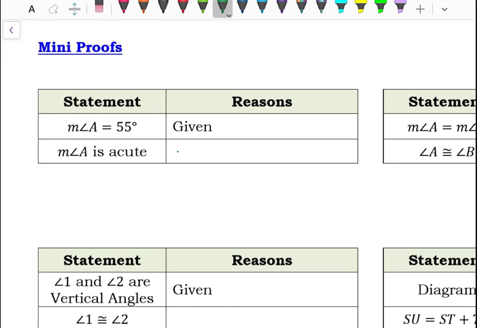So our reason for that is definition of acute angles. Basically, since that's the definition of what an acute angle is, less than 90 degrees, we automatically know that angle A is acute because it fits that definition. So remember, definitions and theorems can all be used as reasons.